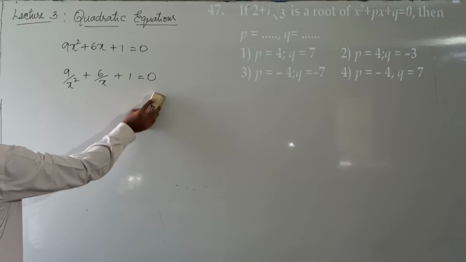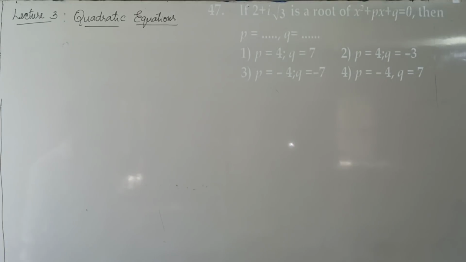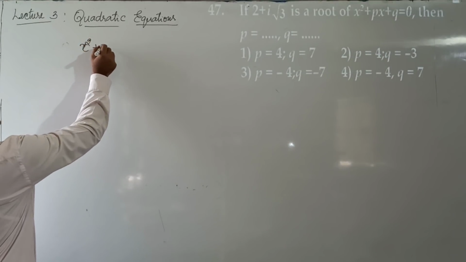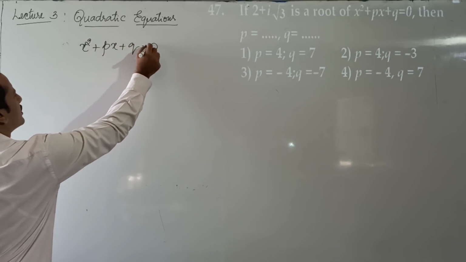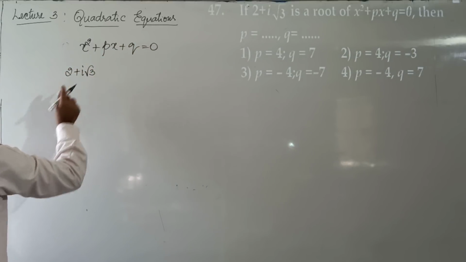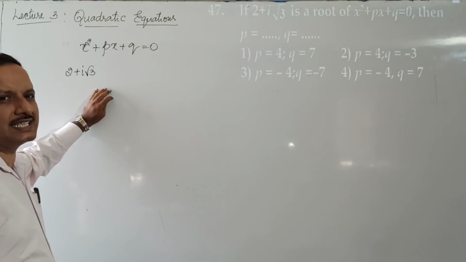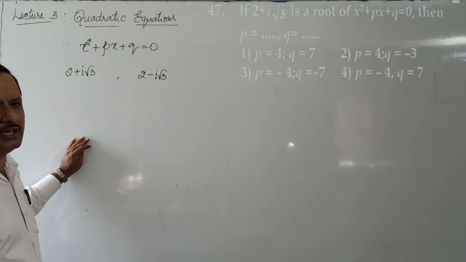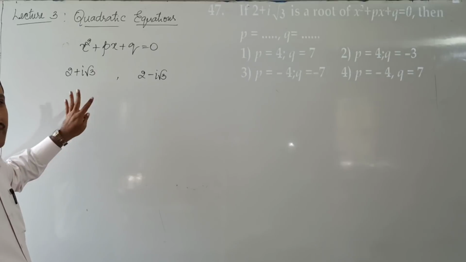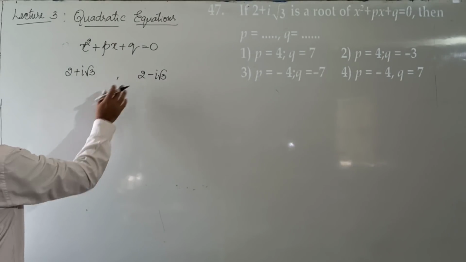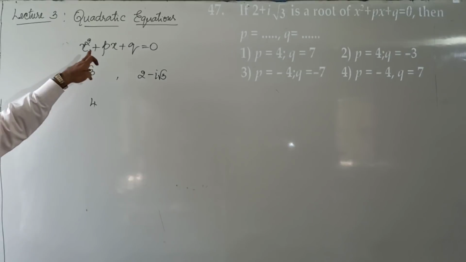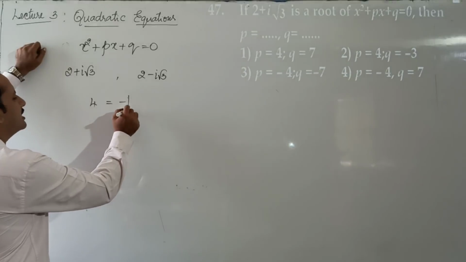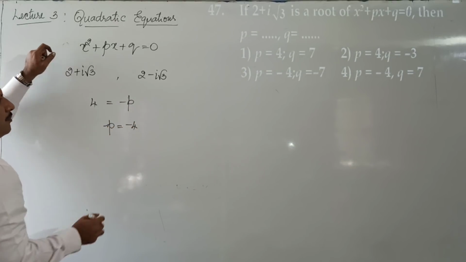Then 47th question. If 2 plus I root 3 is a root of x square plus px plus q equal to 0, then what are p and q? So the quadratic equation is x square plus px plus q is equal to 0. 2 plus I root 3 is a root. If 2 plus I root 3 is a root, then 2 minus I root 3, its conjugate, is also a root. I will go for sum of the roots. Sum of the roots, add these two, you get 4. From this equation, sum of the roots is minus b by a, so that is equal to minus p. Which means p is equal to minus 4.